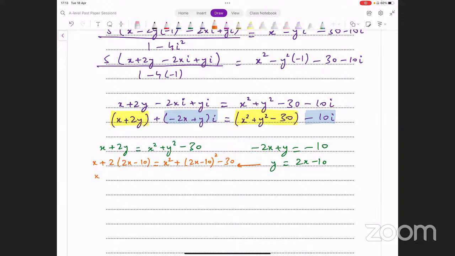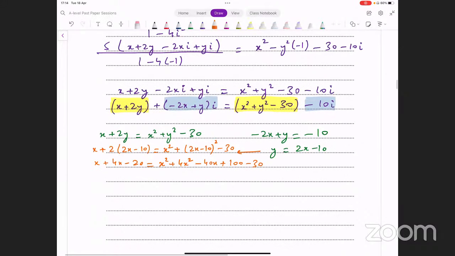Let's simplify this. We have x² + 4x − 20... no: x + 4x − 20 equals x² plus (2x − 10) whole square. That's 4x² minus 2 into 2x into 10. Remember, this is (a − b) whole square. Don't just square 2x and 10. This is a² − 2ab + b². Write it fully. So we have (2x)², which is 4x², then minus 2 into 2x into 10, that's going to give us 40x, plus 100, minus 30.